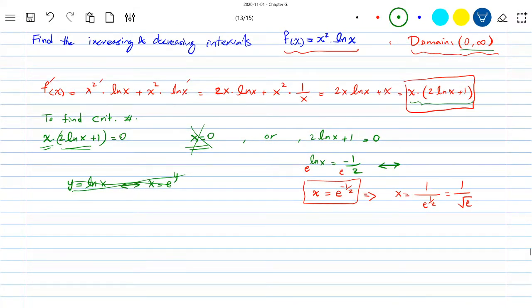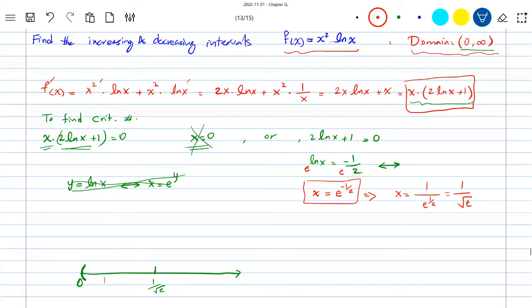So if I draw the number line, I should specify that the domain is from 0, so I cannot go beyond 0. And 1 divided by square root of e is somewhere here, the positive number. So what do we need to do? Pick test points to find the increasing and decreasing intervals. I'll pick something less than 1 over square root of e. You can pick a decimal number as a test point. 1 divided by square root of e is probably close to 1/2 or something like that.